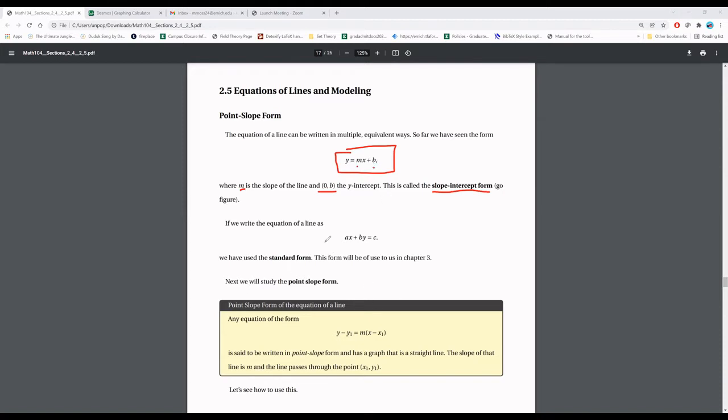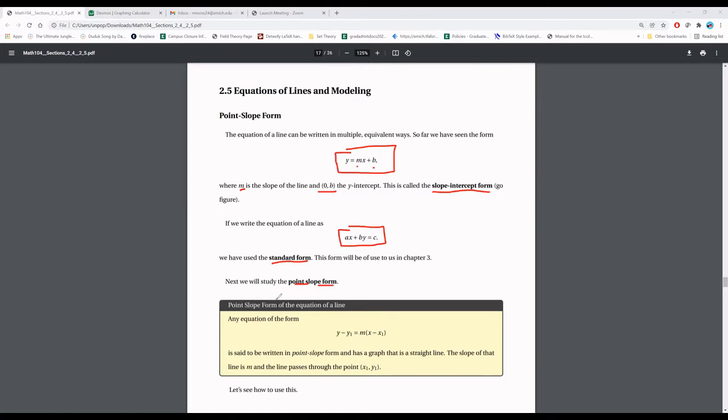We can also write the equation of the line as ax plus by equals c. This is the standard form. We actually don't use this too much. We will use it a little bit in chapter 3. Not as useful as slope-intercept and the form that we study next, point-slope form. This is very useful to us.